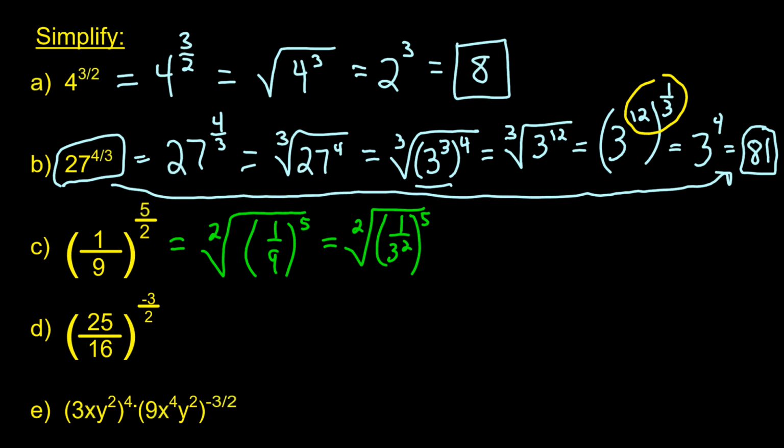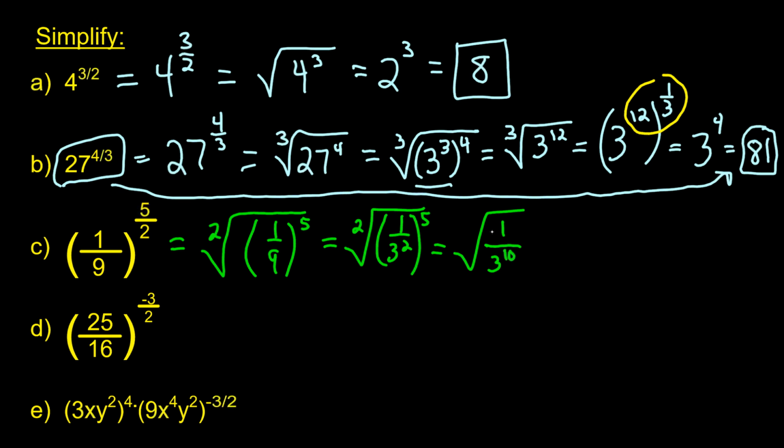Okay, and then we can use our power properties. 1 to the 5th is just 1, so we don't have to change that at all. And technically, I don't even need to write that 2 there. In fact, I'm going to stop doing that because you don't do that if it's square root. So 1 to the 5th is 1, and then 3 squared to the 5th is 3 to the 10th.